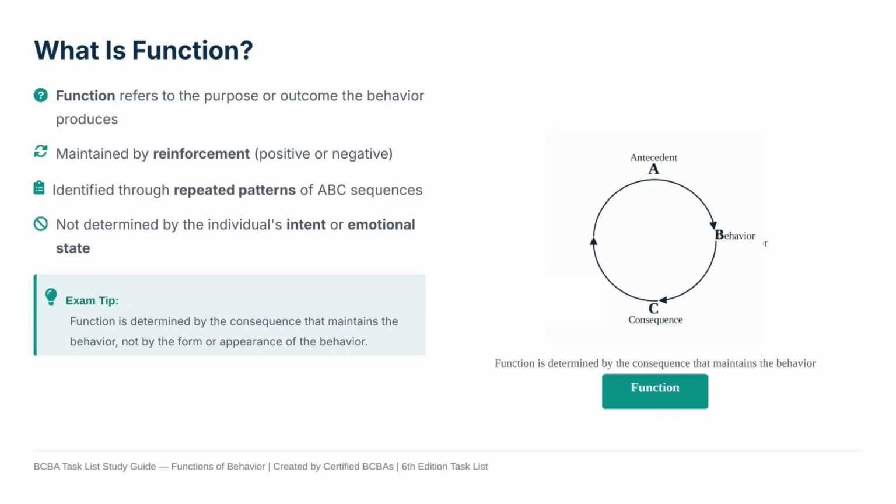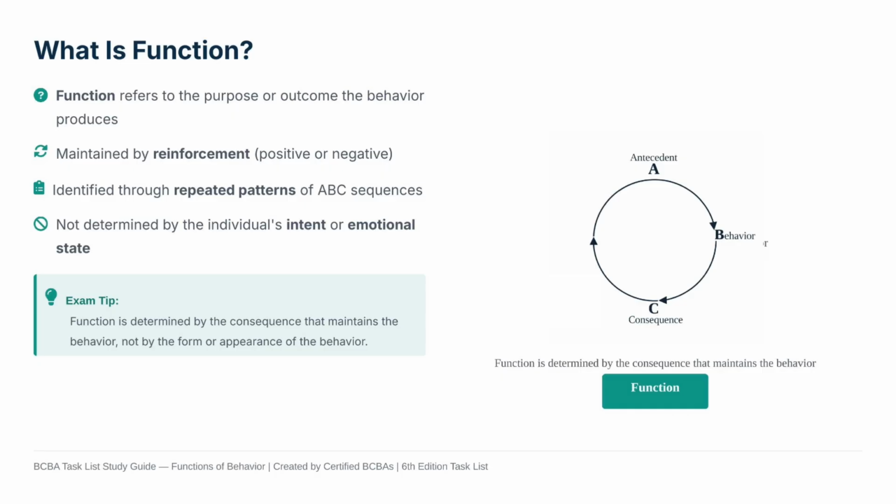Now, let's define function clearly. Function refers to the environmental consequence that maintains a behavior over time. Behavior continues because it is reinforced, either through positive reinforcement, where something is delivered, or negative reinforcement, where something is removed. Importantly, function is determined through repeated ABC patterns. It is not based on intent, feelings, or assumptions.